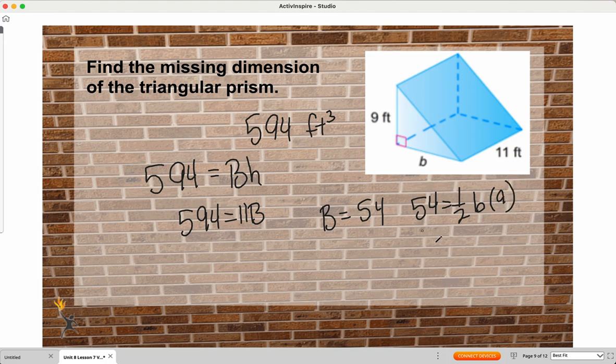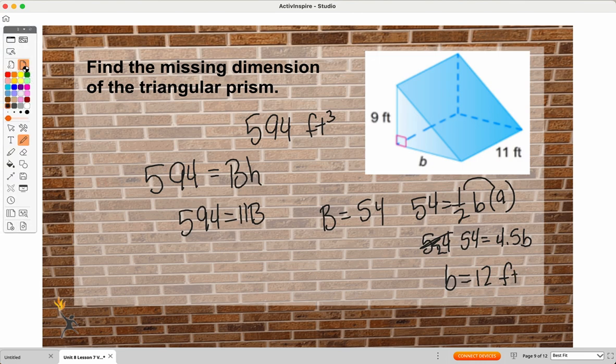So I can work my way backwards, kind of like we were doing in our two-dimensional unit. 1/2 of 9 is 4.5, so 54 is equal to 4.5 times b, and I divide that by 4.5. I get a base of 12 feet. It's a pretty large space.